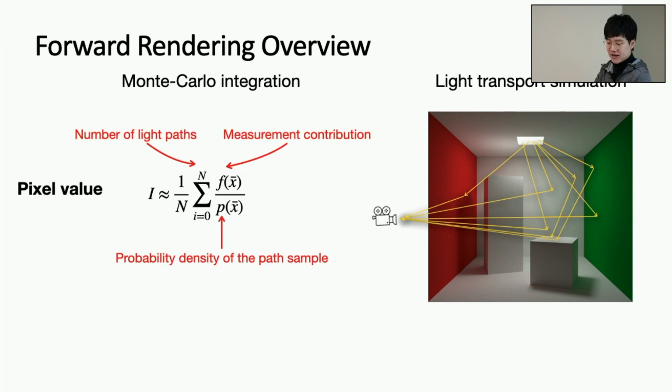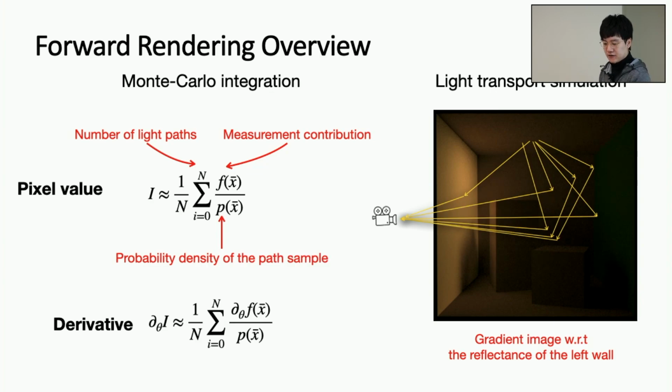So we can estimate this pixel value by doing a light transport simulation using a technique called Monte Carlo integration. Basically, the pixel value approximately equals a weighted average of the path contributions of n light path samples in the scene. Here n is the number of light paths, f is the measurement contribution function, and p is the probability density of the sampled path.